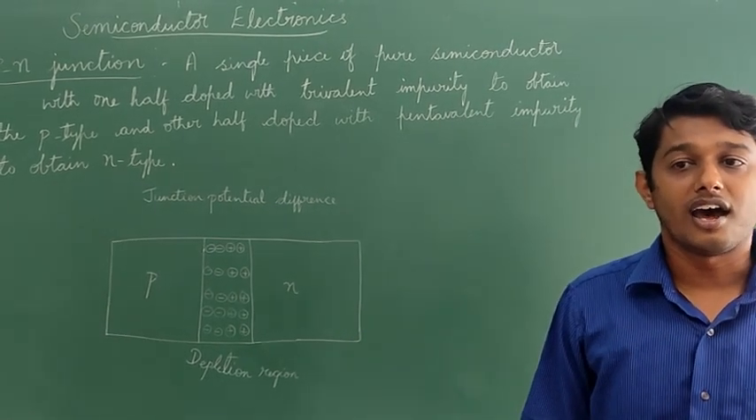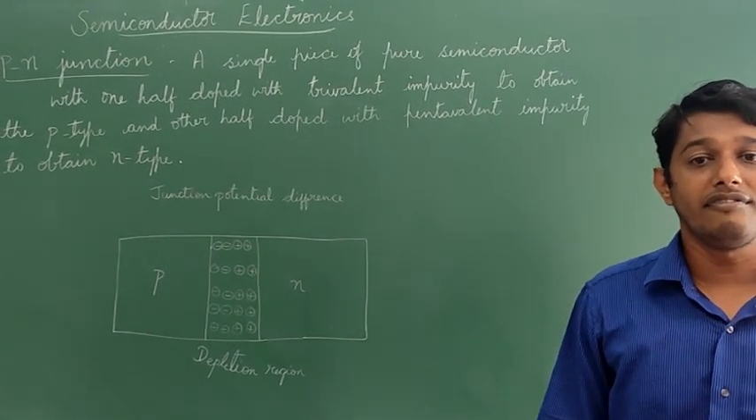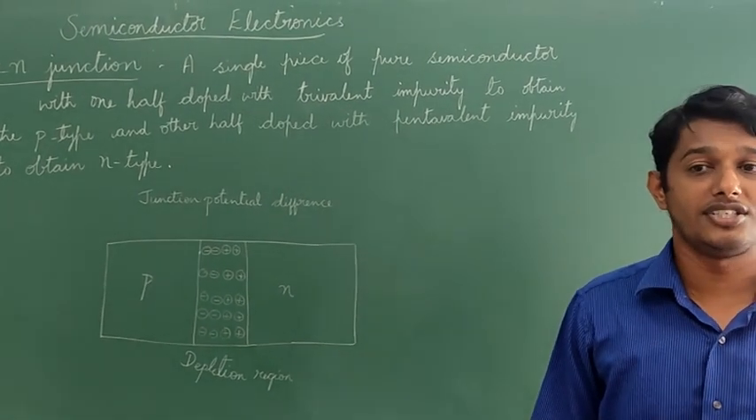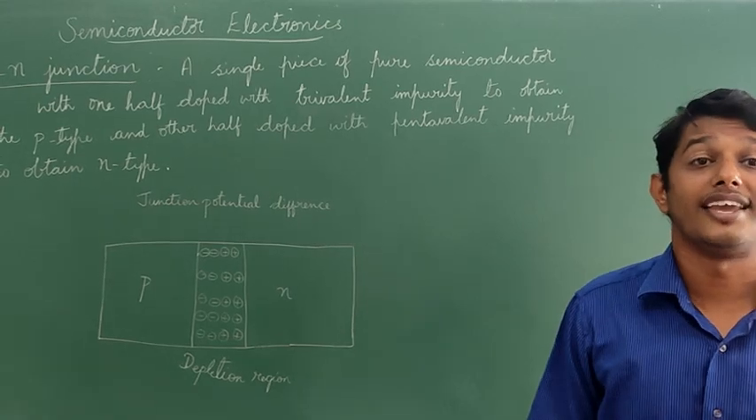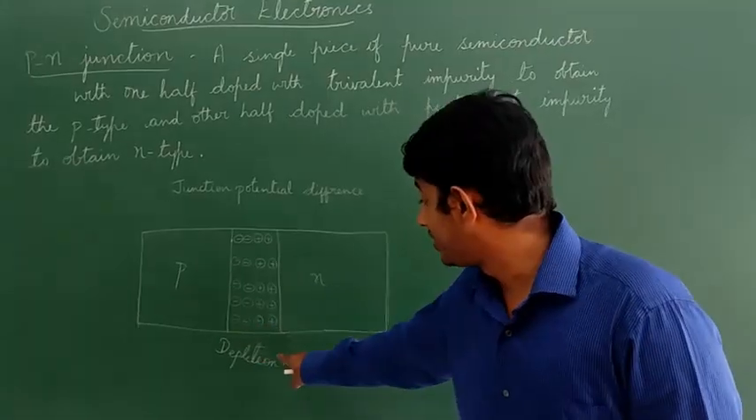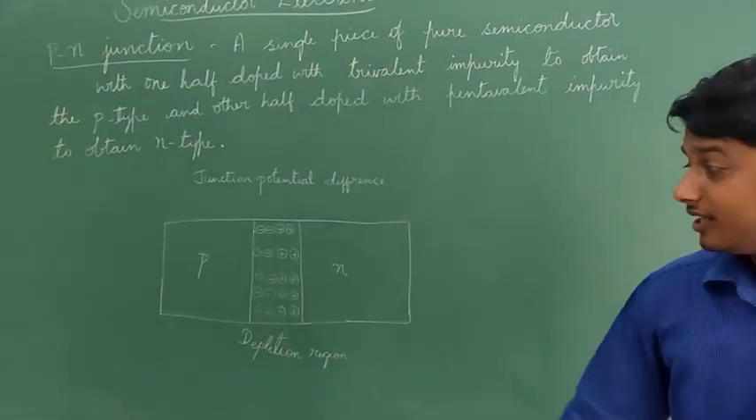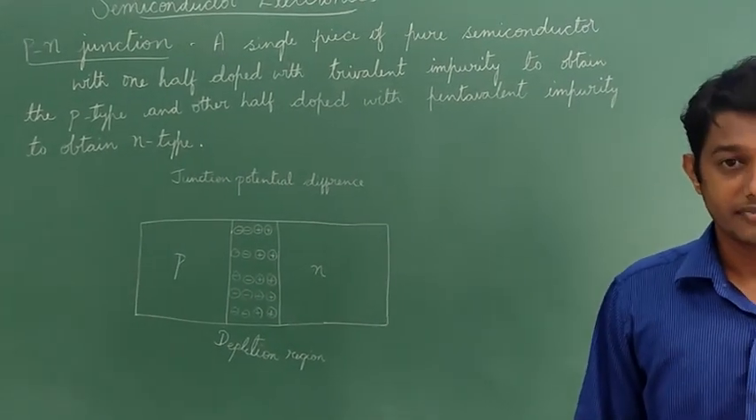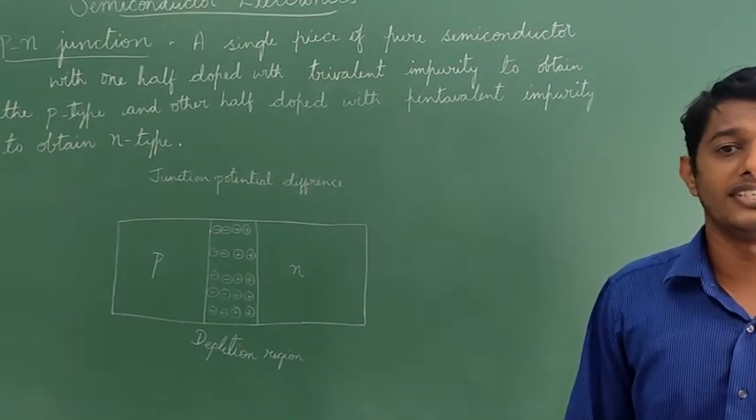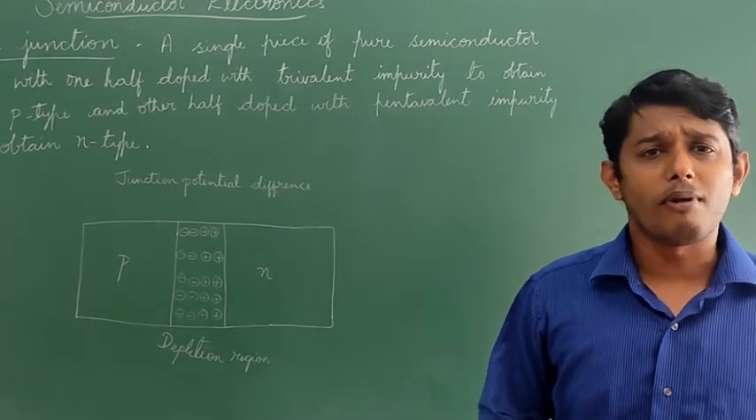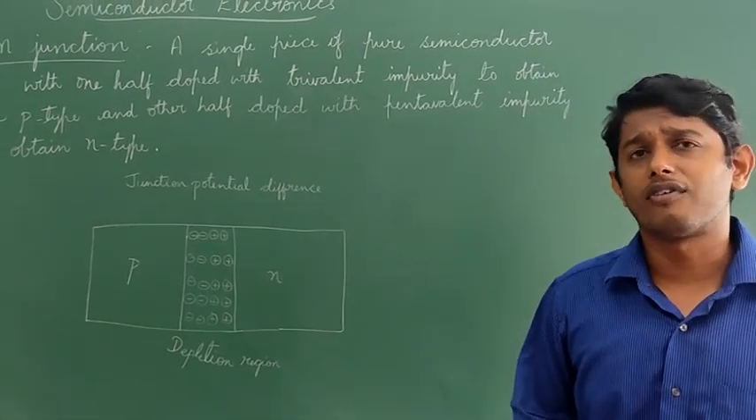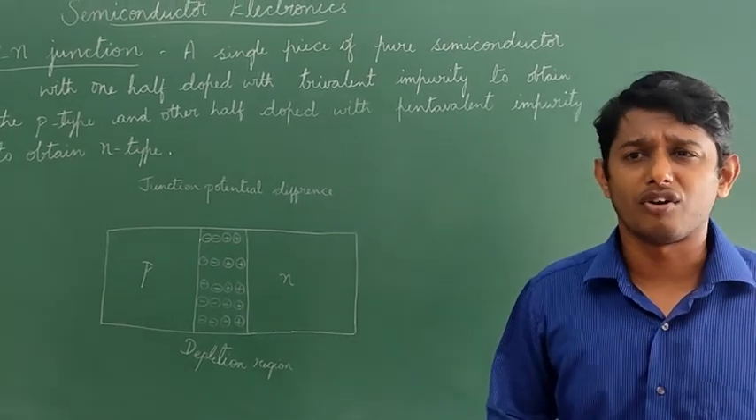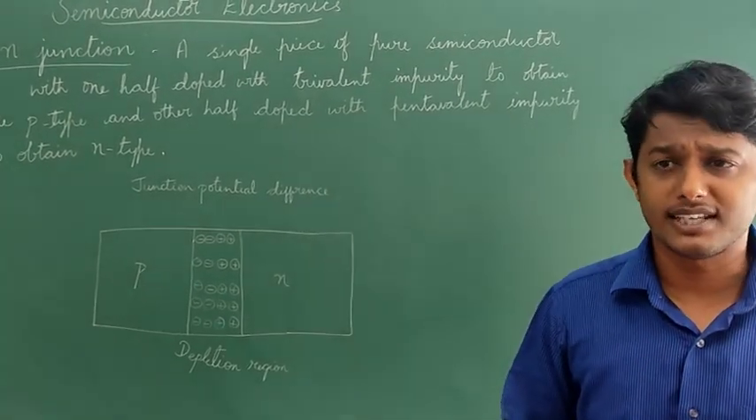The region around the junction free from mobile charge carriers is called the depletion region or depletion layer. So this part is the depletion region. The thickness of the depletion region is about 1 micron, or 10 to the power of minus 6 meter. So it is very small.